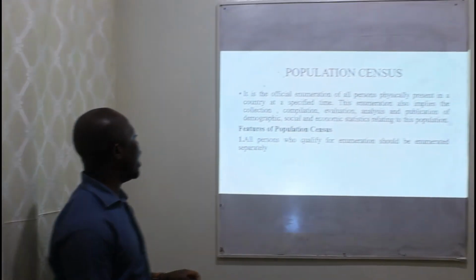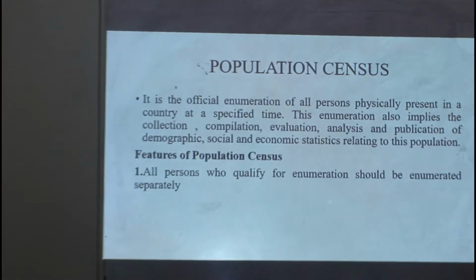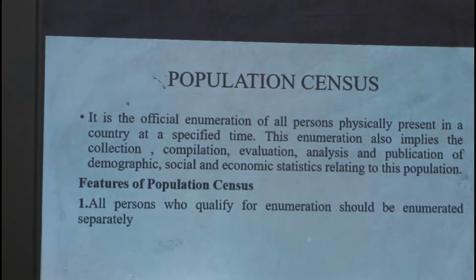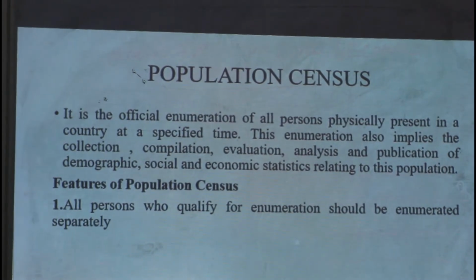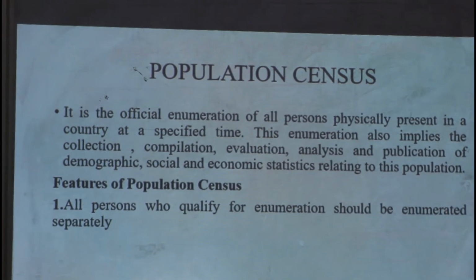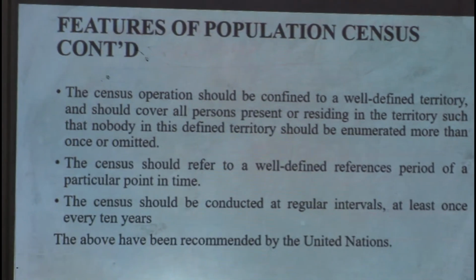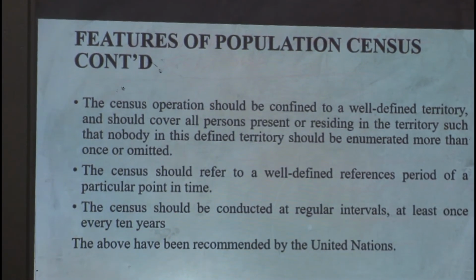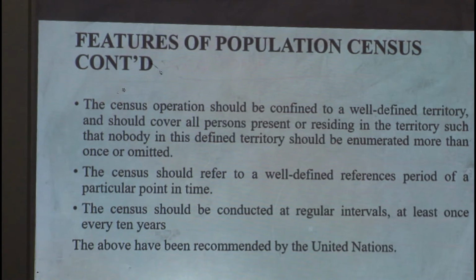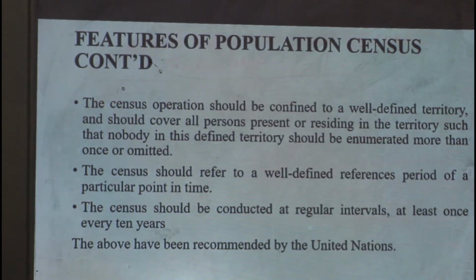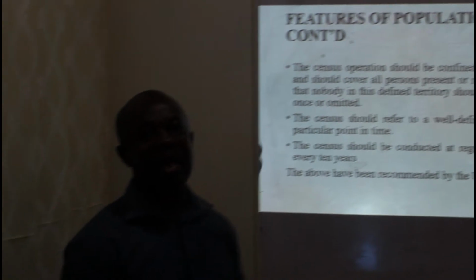Ladies and gentlemen, let's move on and look at features of population census. Anytime we are doing enumeration, all persons who qualify for enumeration should be enumerated separately. The census operation should be confined to a well-defined territory. That is why when I was defining population, I said in a defined geographical area. And so anytime we are doing a census, we should be able to say that we are doing a census for Ghana, and Ghana is a defined geographical area.